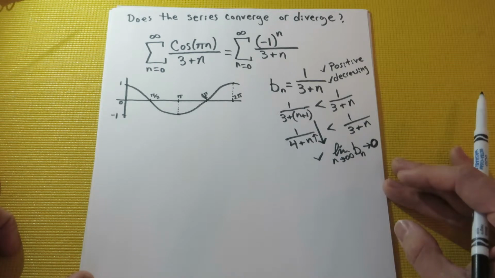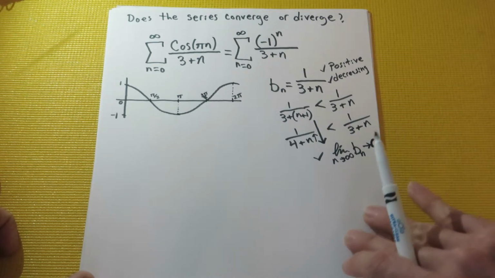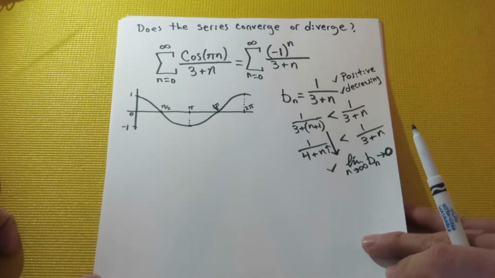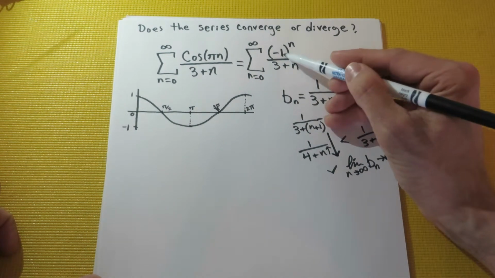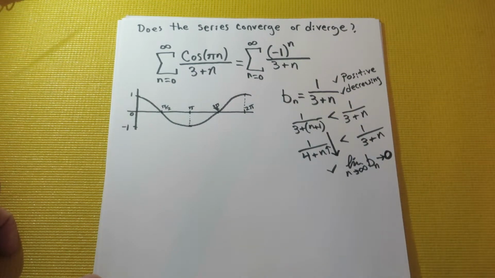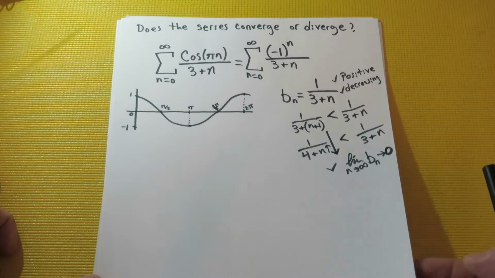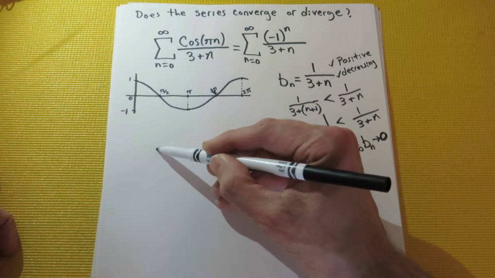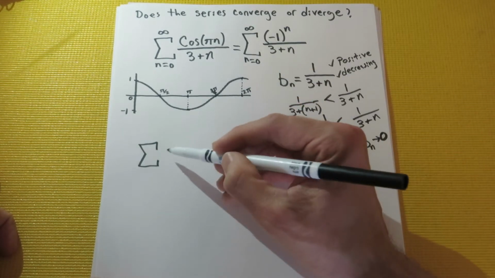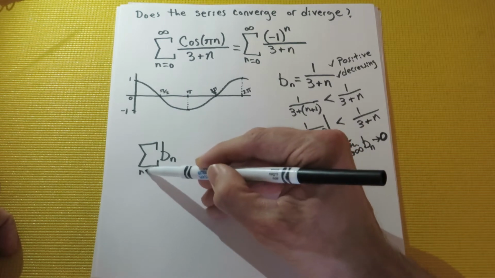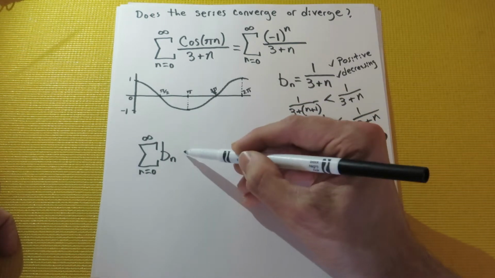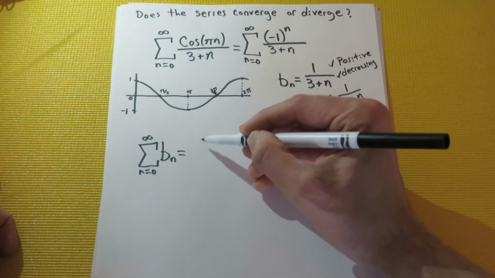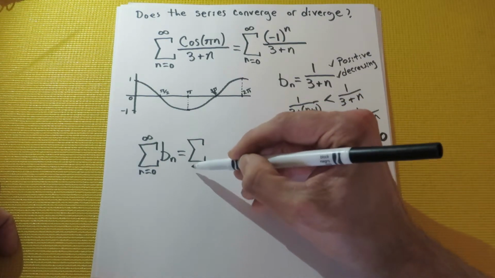However, we don't know if it is conditionally convergent or absolutely convergent necessarily. So let's see whether, if we get rid of this negative term here, it's still going to be convergent. Let's say that we have another series here, and let's just take the series of our b sub n from n equals 0 to infinity. Now this is not the same series that we started with here. We're just testing this on its own for convergence.